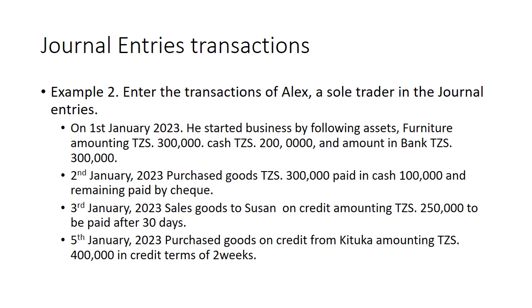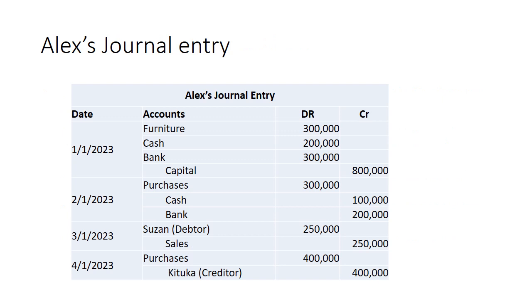Transaction on 2nd January, purchased goods 300,000, paid in cash 100,000, and the remaining paid by check. On 3rd January, made sales of goods to Susan on credit amounting to 250,000 to be paid after 30 days. On 5th January 2023, purchased goods on credit from Kituka amounting to 400,000 in credit terms of 2 weeks.